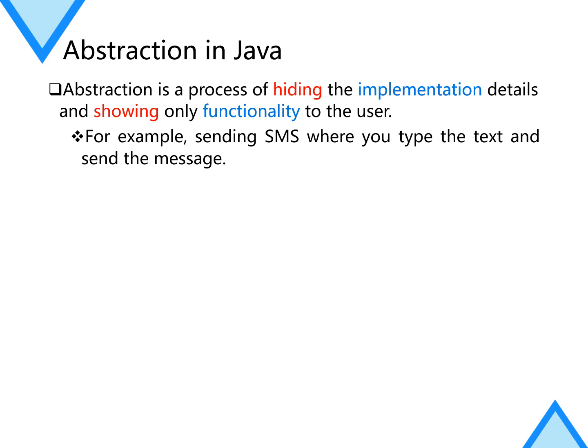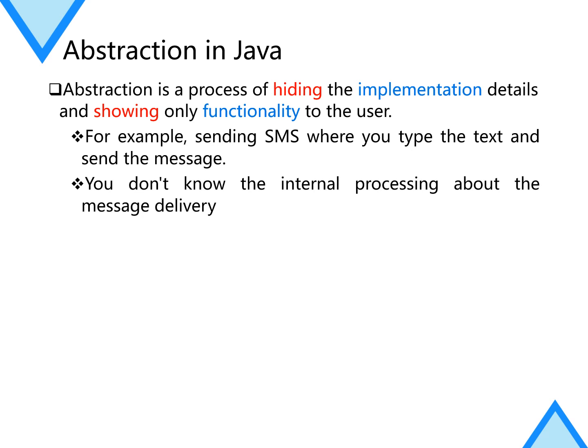One example of abstraction is you usually sending SMS short text messages to your friends. So you only know how to type and how to send the message, but you don't know which protocol it follows, how the message box opens, how it delivers, and how the message goes through different layers of the network. You only know how to write and how to send, so you only know the functionality, but the implementation detail is hidden from you. So this phenomenon is called abstraction. You don't know how the internal processing about the message delivery happens.